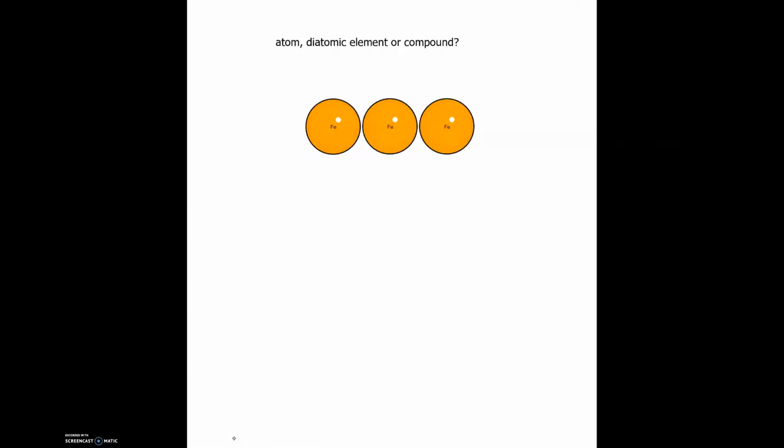Which one is this? Atom, diatomic element, or a compound? This is a diatomic element because they are the same. So they're twins. So we have a diatomic element. And this is hydrogen. So here we have iron. Is it an atom, diatomic element, or compound? So these are atoms. There's no bonds. They're all alone.